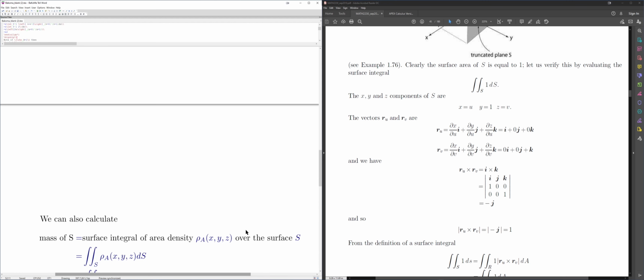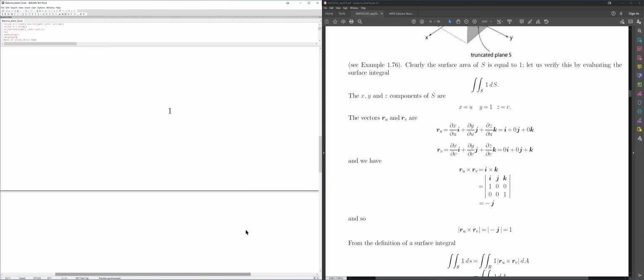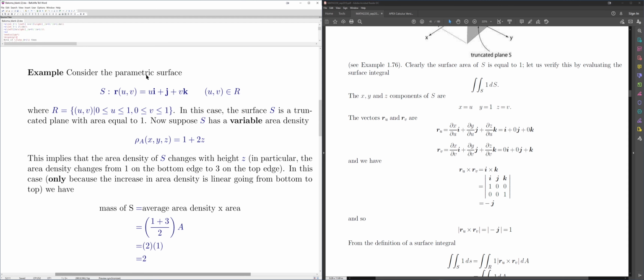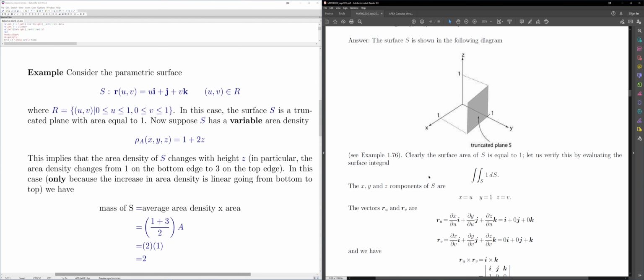So it's the same parametric surface that I'm integrating over, which means that r_u and r_v are going to be the same. When I calculate r_u, I'm differentiating the component functions with respect to u. So I'll have a 1 here, a 0 here, and a 0 here.